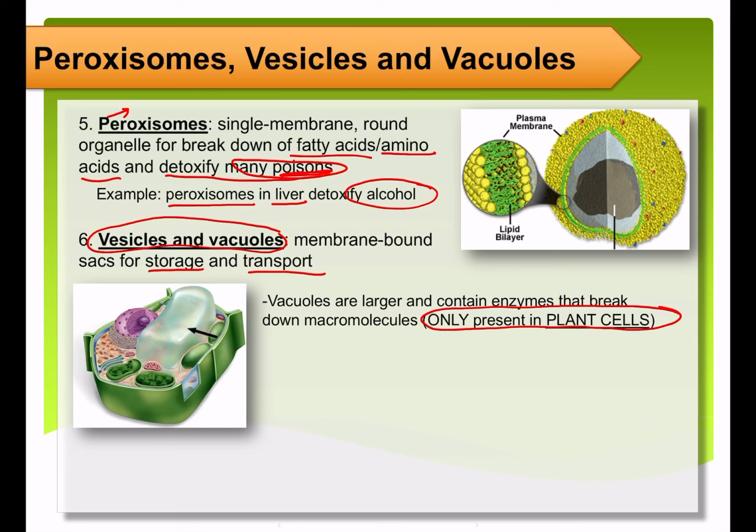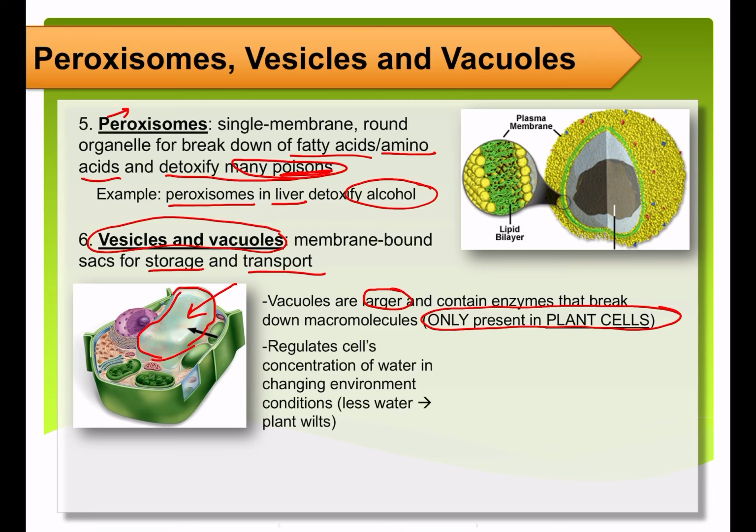Compared with vesicles, vacuoles are a lot larger and contain enzymes that can break down unnecessary macromolecules. This is the vacuole right there in a plant cell. You see how big it is and how much space it takes up inside the plant cell. It also has other functions. They also have the capacity to regulate the plant cell's water concentration in changing environmental conditions.